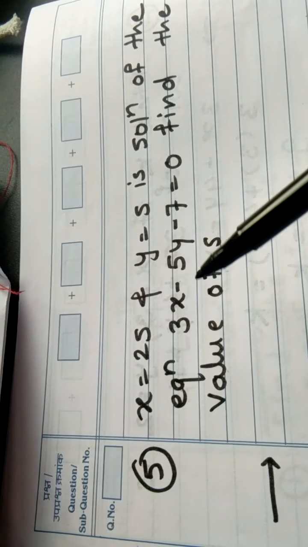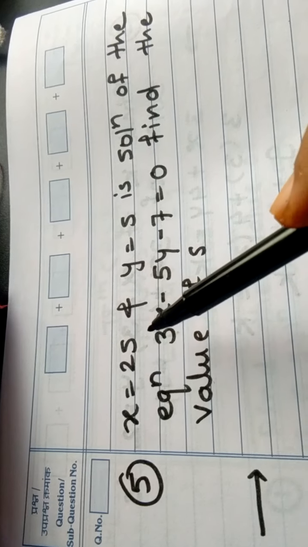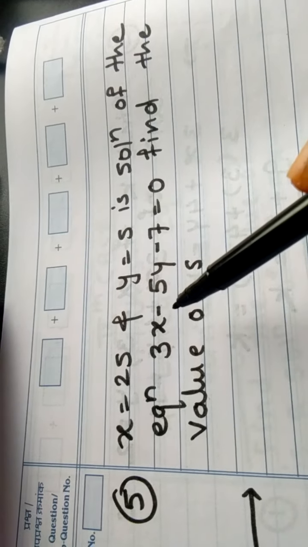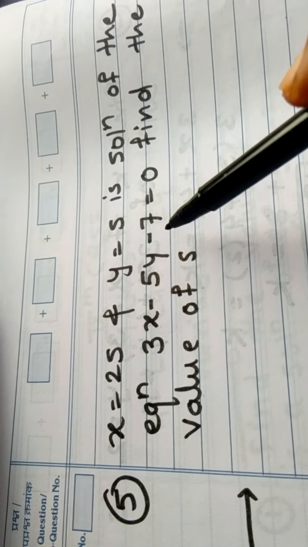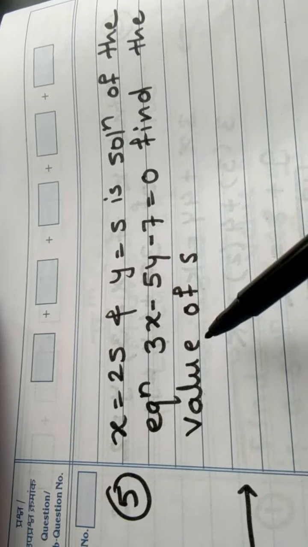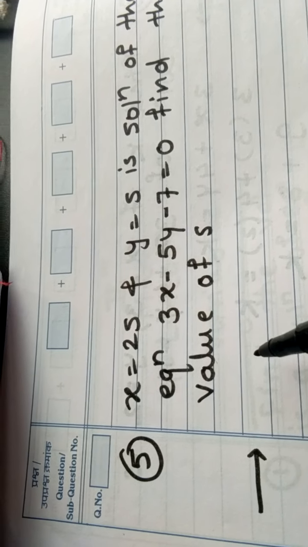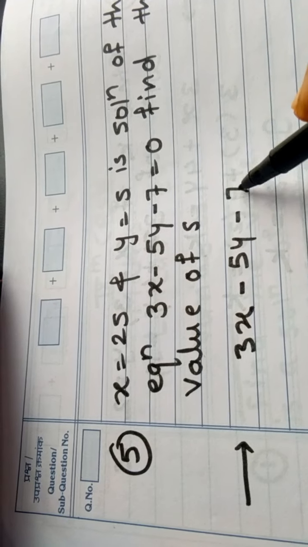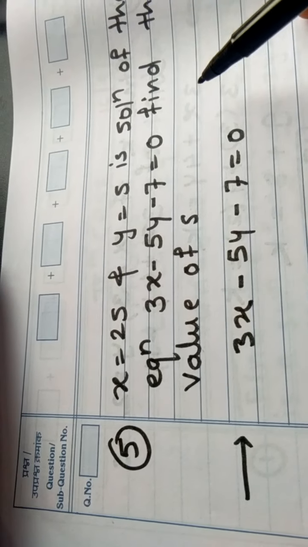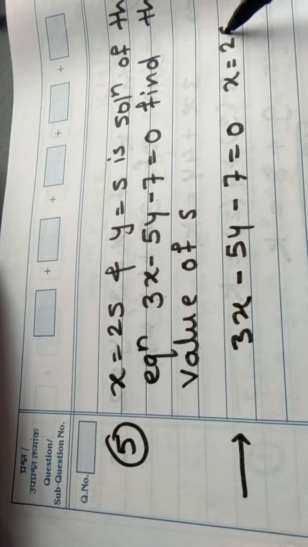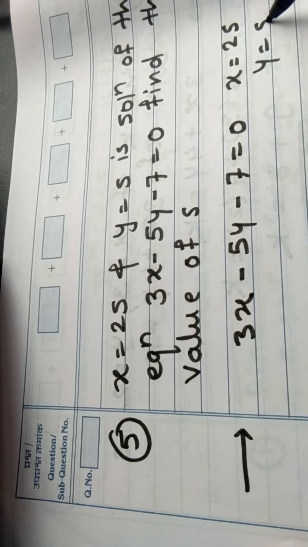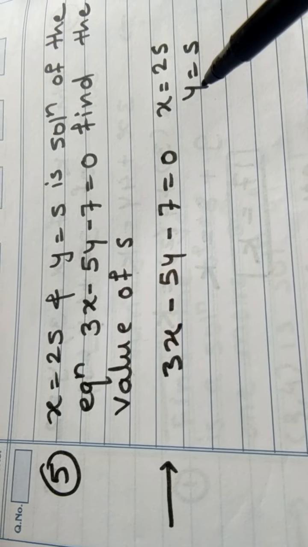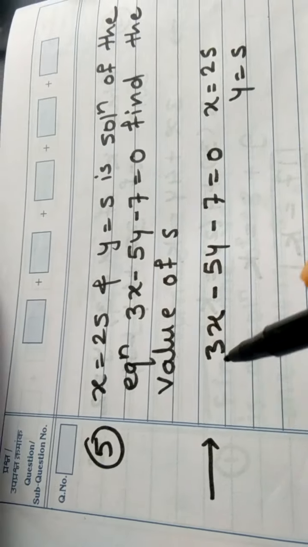Now see fifth example. x is equal to 2s, y is equal to s is the solution of the equation 3x minus 5y minus 7 equal to 0. Find the value of s. 3x minus 5y minus 7 is equal to 0. We have x is equal to 2s and y is equal to s. Means instead of x we have to put 2s and instead of y we have to put s.